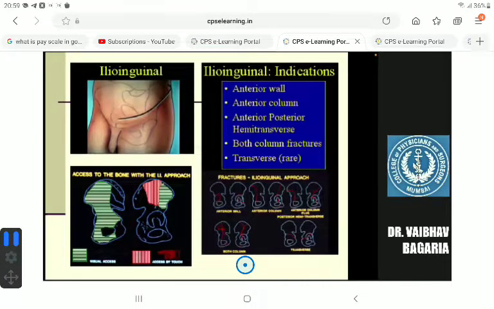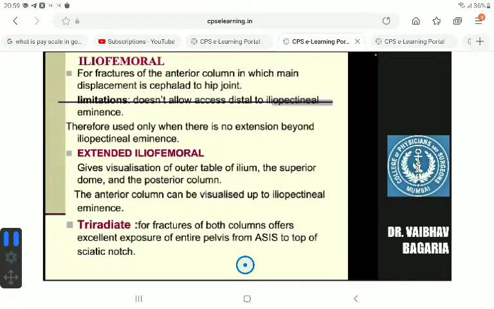Ilioinguinal is mainly an anterior approach. It also gives you a very wide exposure. So it's done for anterior wall, anterior column, anterior column with posterior hemitransverse, both column fractures and transverse fractures, which are rare. Iliofemoral does not allow access distal to the iliopectineal eminence, so it's not often used nowadays, unless we have to do an extended iliofemoral.